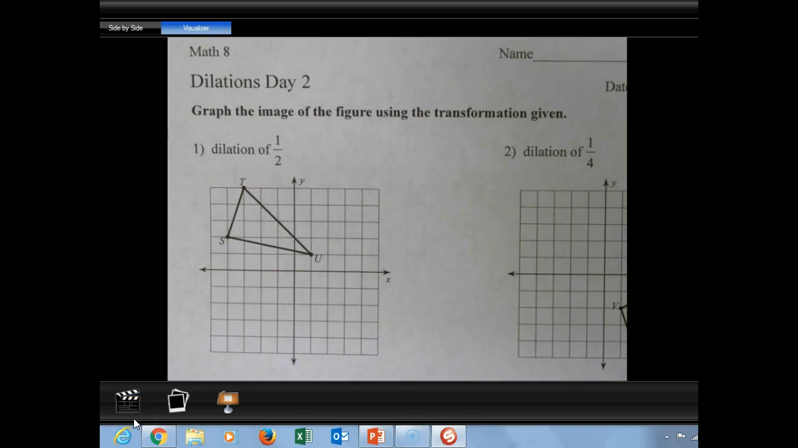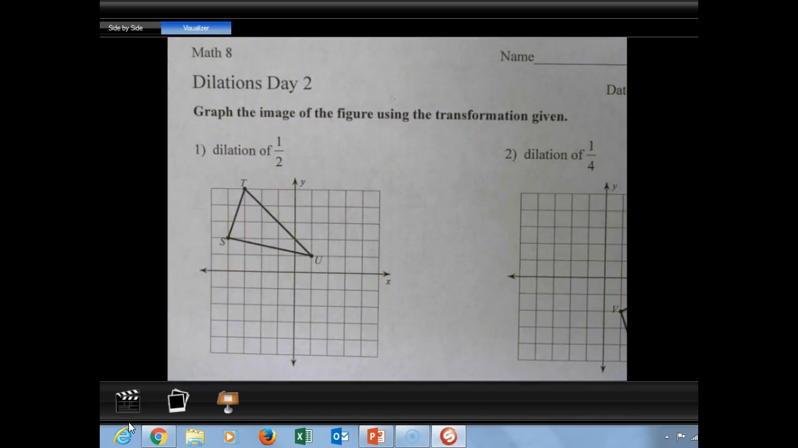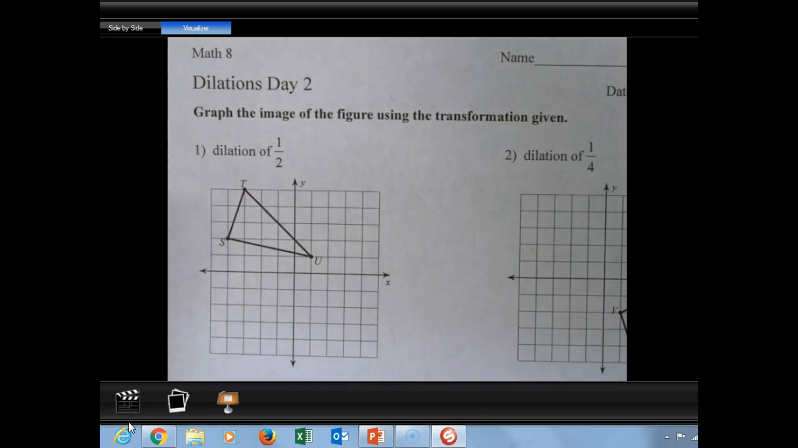All right, guys, here we go. So today is an extension of what you did on Friday. On Friday, we did dilations when we had a scale factor greater than 1, right? So we took our original points and we multiplied by that number, correct? Does everybody remember that?